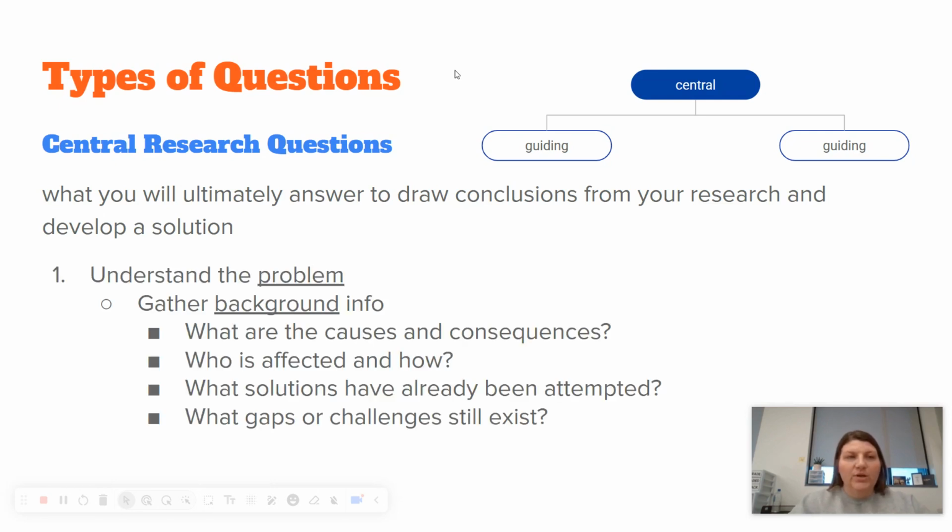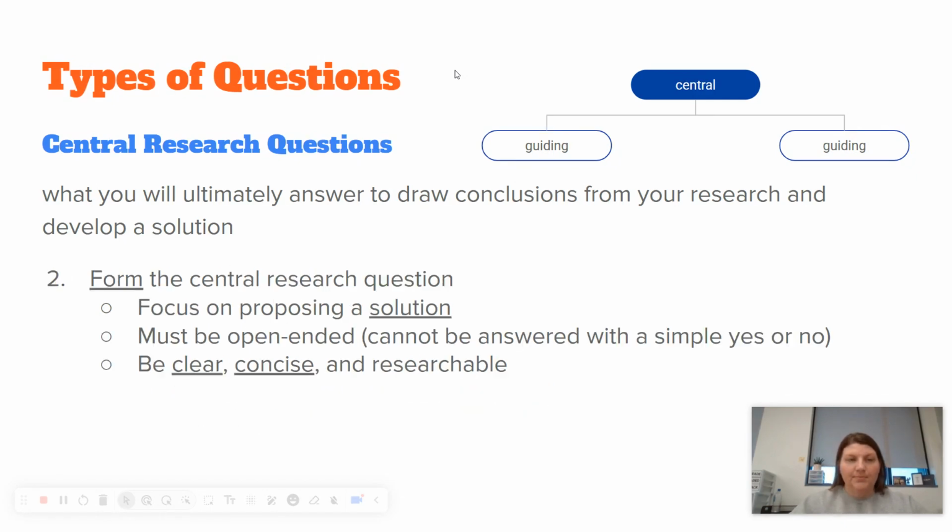The first step when generating your central research question is to understand the problem. You need to get background information so you've oriented yourself and have some context about the issue before you can start figuring out what you need to know and what has already been done to solve that problem in order to develop your own solution. You're going to answer questions like, what are the causes and consequences? Who is affected and how? What solutions have already been attempted, and what gaps or challenges still exist?